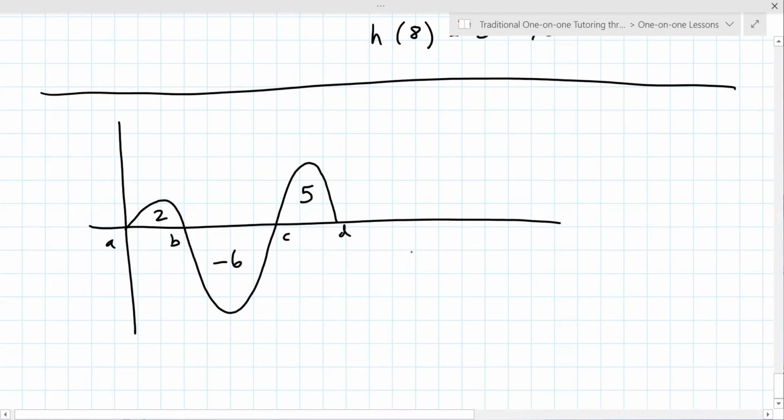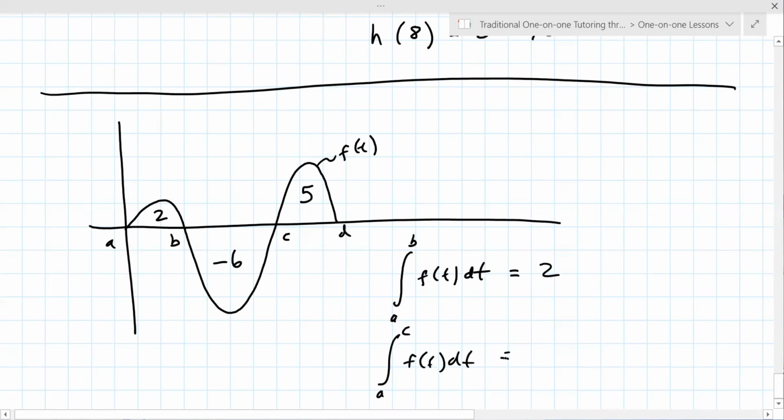What is the integral from A to B? They'll call this f of t dt. What is that equal? A to B. 2. Just 2. What is the integral from A to C, f of t dt? It's 2 minus 6, because you contribute both areas.